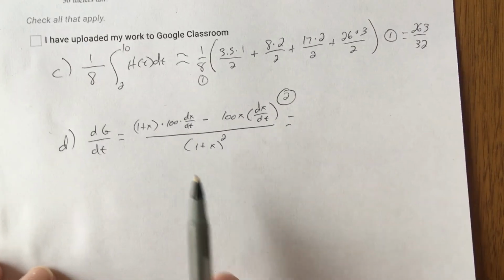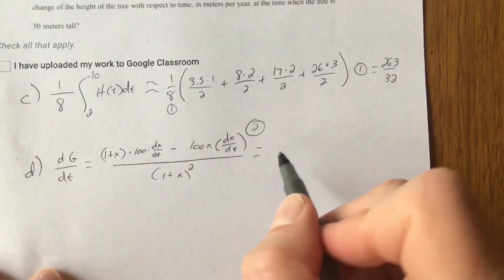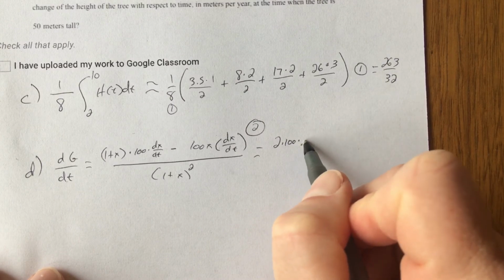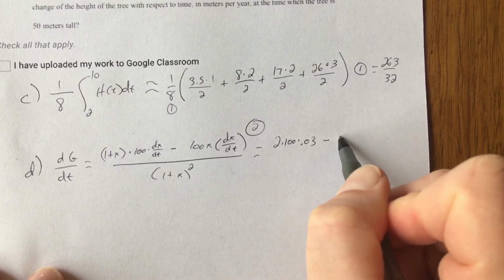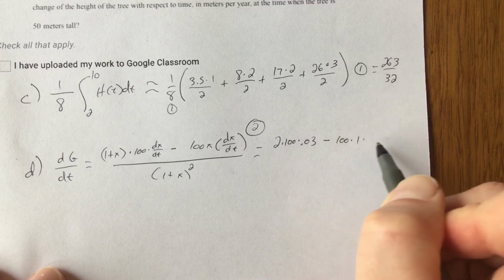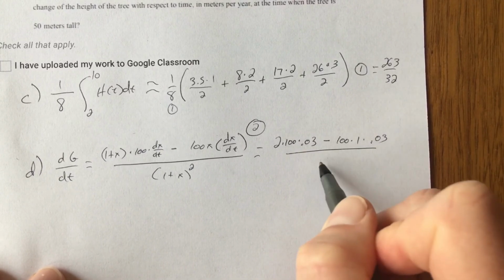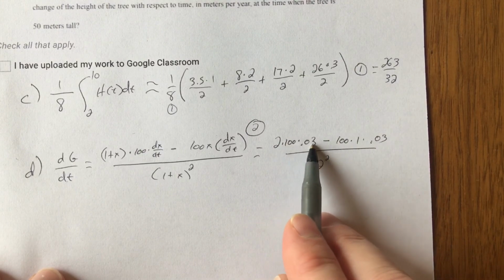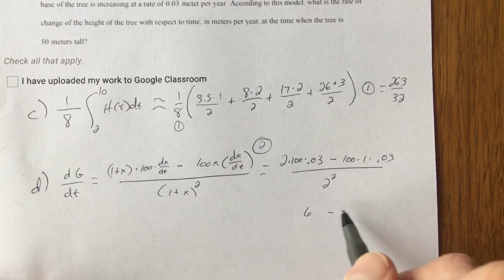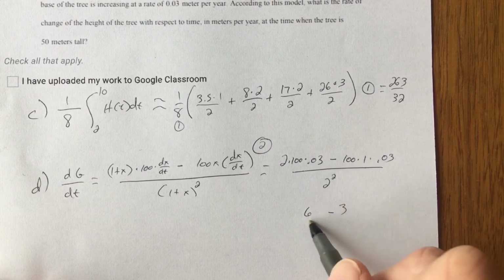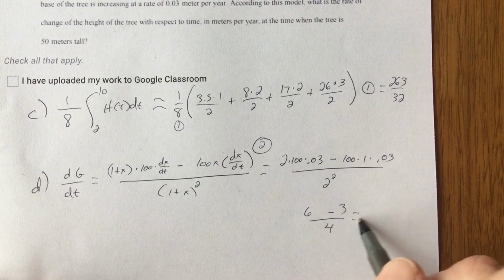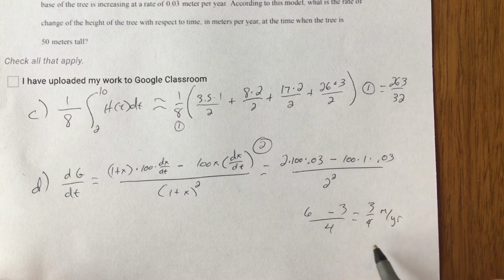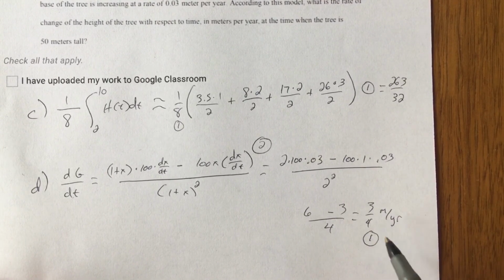So down here we've got our derivative. We're putting 1 in for x, so that's going to give us 2 times 100 times dx/dt, which is 0.03, minus 100 times 1 times 0.03, divided by 2 squared. And this gives us 200 times 0.03, so that's 6 minus 3 over 4, which gives us 3/4 meters per year. And if you have that, that's worth a point.